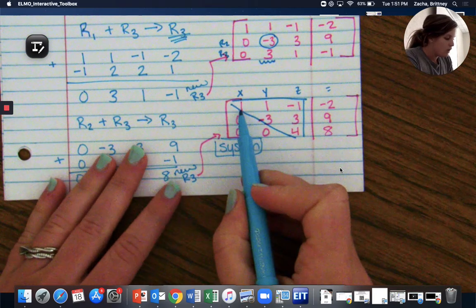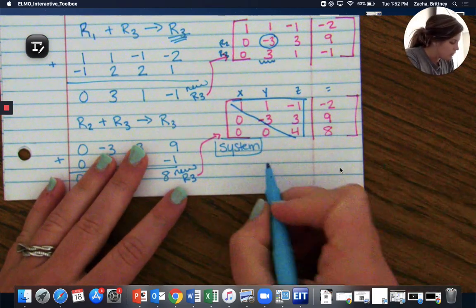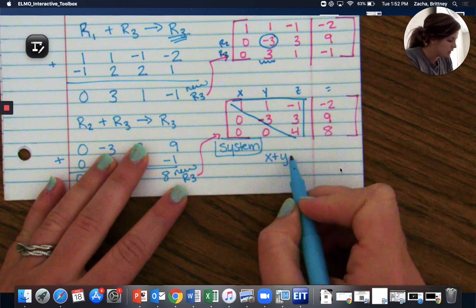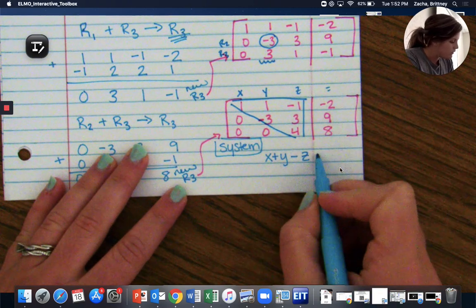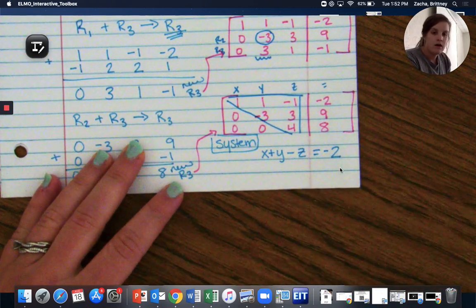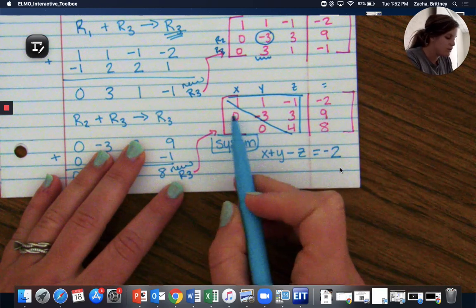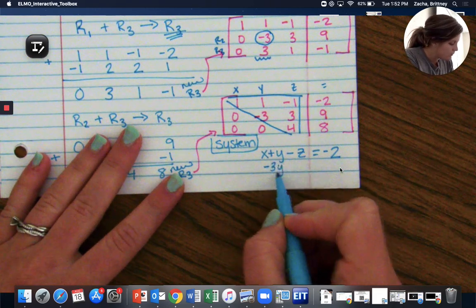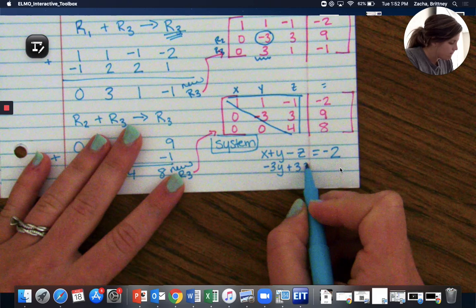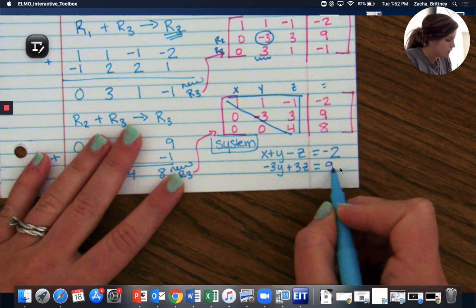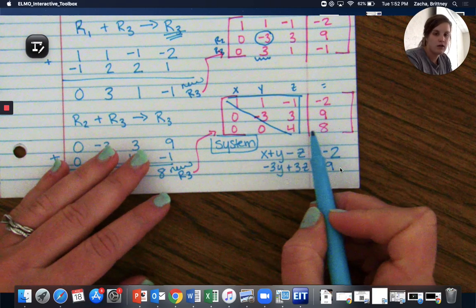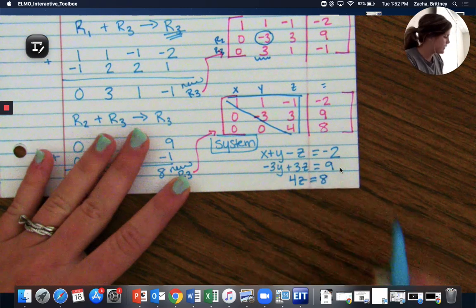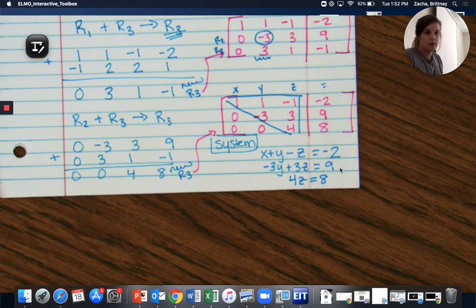Okay, so this is like 1x, 1y, but we don't have to write those, right? We can just say x plus y minus 1z, or minus z, equals negative 2. Our second equation comes from row 2, so you could put 0x, but 0 times anything is 0, so not necessary. We can just put negative 3y plus 3z equals 9. And then our last equation comes from right here, so it's just 4z equals 8. Okay, so that would be our new system that we're going to use to solve.